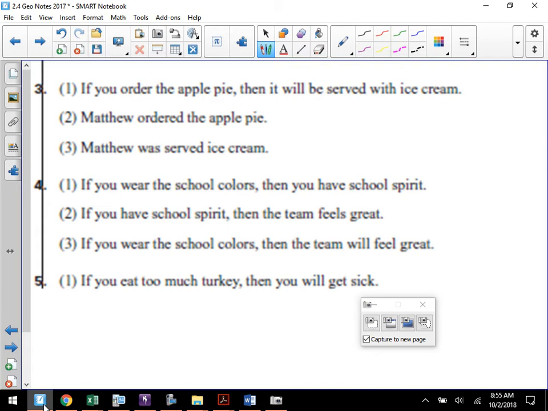See where I'm going? Because if you read the next one: if you wear school colors, then you have school spirit. If you have school spirit, then your team feels great. If you wear school colors, then your team feels great. That's the syllogism. See how it's repeated through? It's repeated on that diagonal. It's the repetitiveness across it. That's where the first and the last part just drop together.